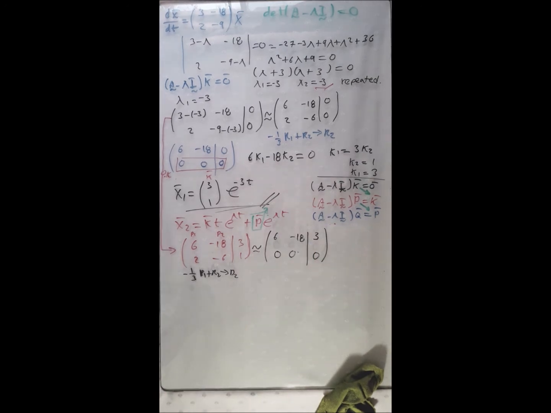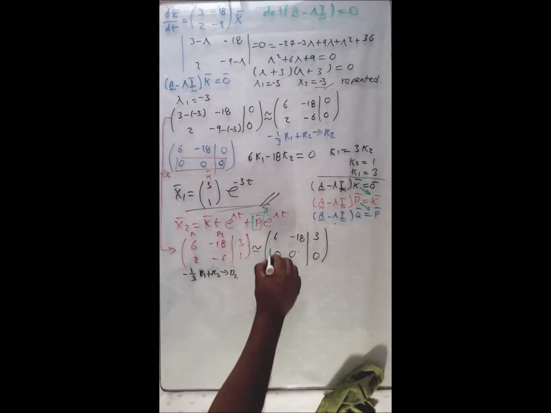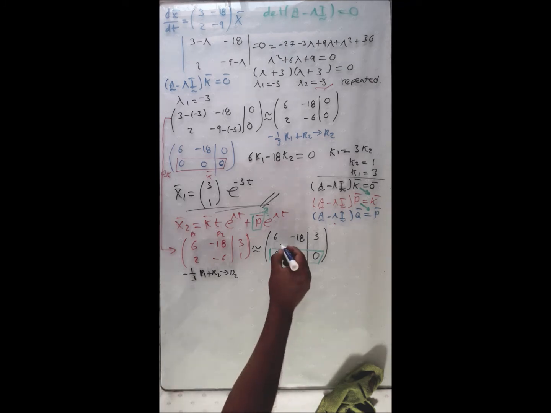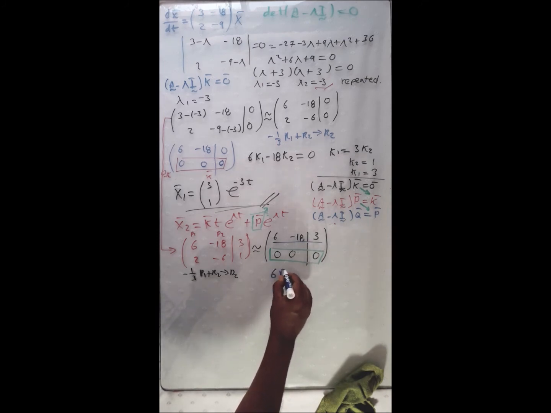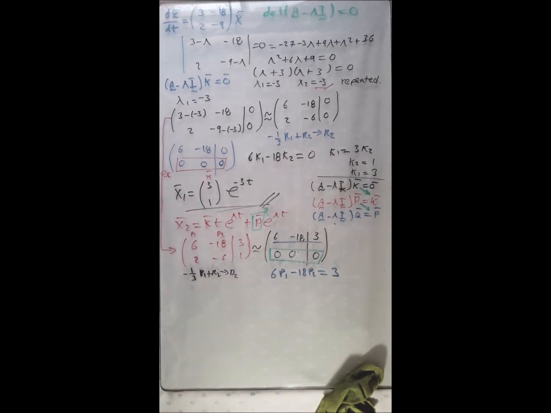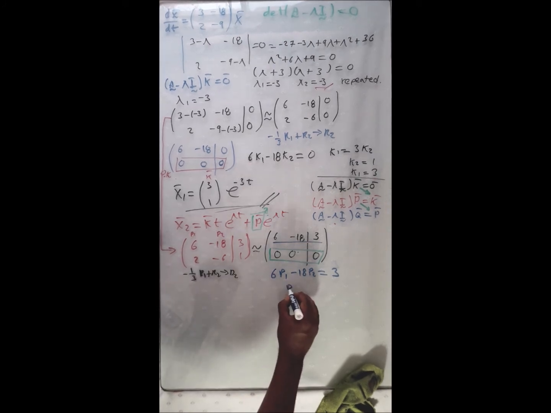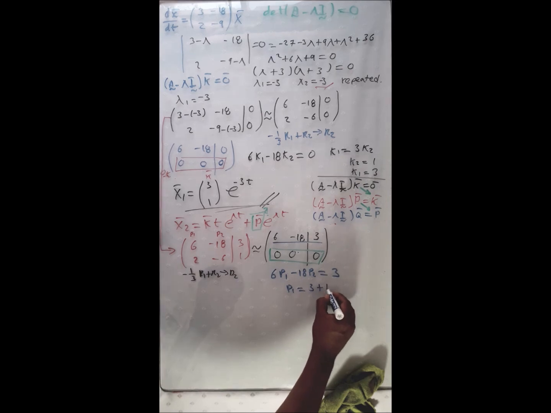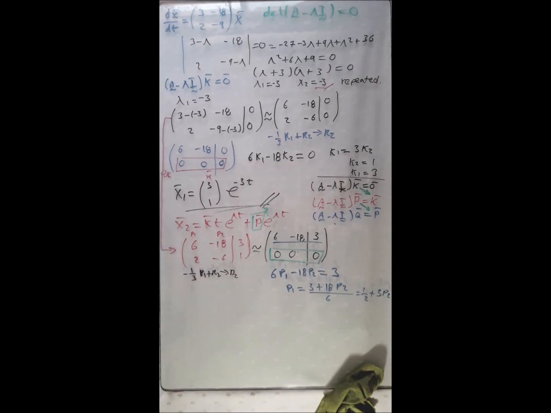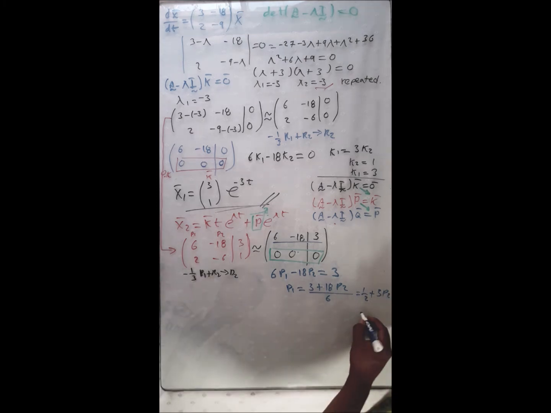So again, this should happen. If it doesn't happen, then you did something wrong. But even with the p vector, it happens. So what happens here is that you get the following equation: 6P1 minus 18P2 equal to 3. From there, I'm going to solve for one of the values. P1 equals 3 plus 18P2 divided by 6, so that means 1/2 plus 3P2. So that is the equation. Now I'm going to give a value to P2, whatever value you want. I'm going to choose P2 equal to 0.